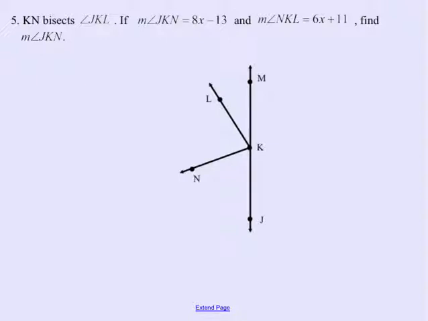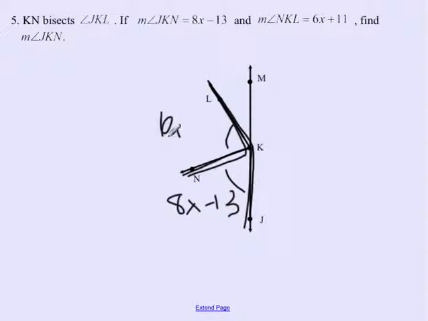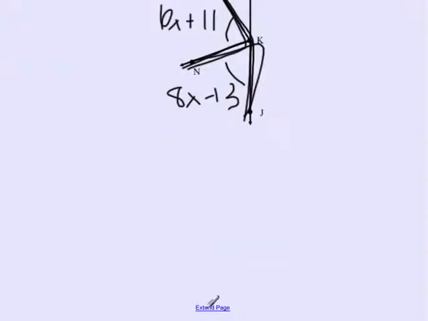Now let's take a look at number 5. It tells us that KN bisects JKL. So here's JKL. Since KN bisects it, that means that these two are equal in measure. If the measure of JKN, so that's this piece, is 8x minus 13, and the measure of NKL, that's this angle, is 6x plus 11, find JKN. So that doesn't mean I'm just going to write 8x minus 13 as my answer. What I'm going to do first is find out what x is equal to.